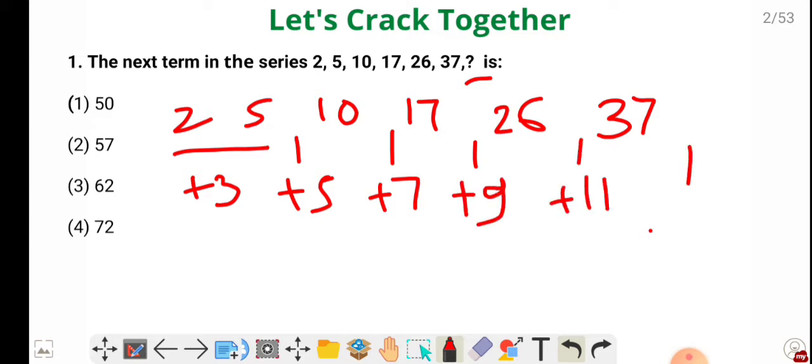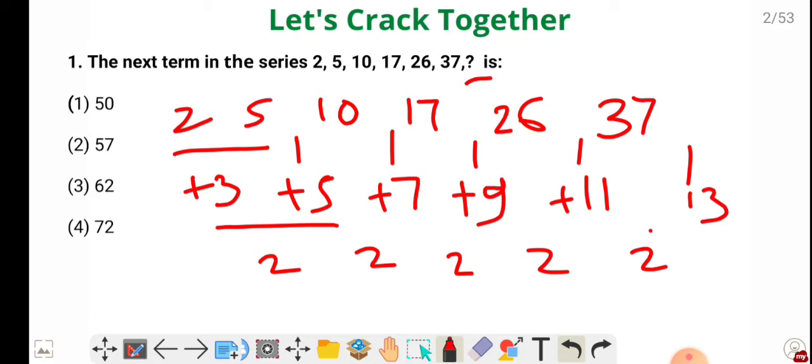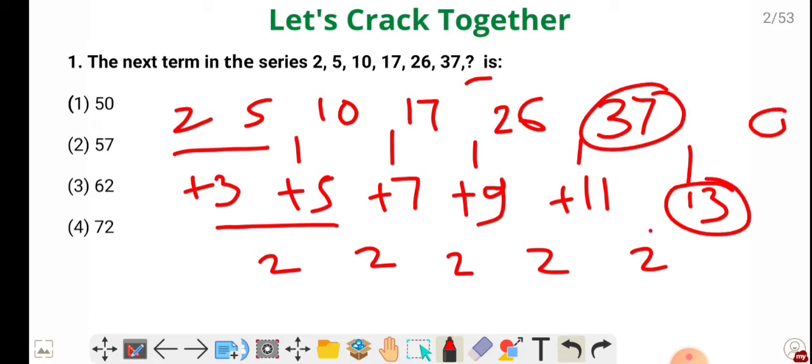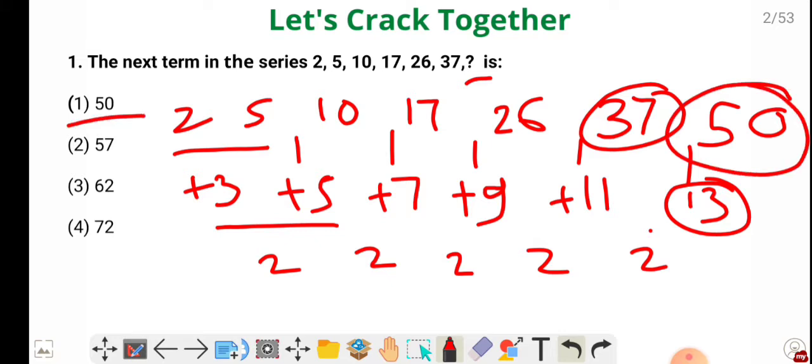So what will be here? Here is again a difference of 2, 2, 2, 2. So 11 plus 2 is 13. So just add these both numbers, 37 plus 13, that is 50. Very simple. Just identify the pattern. So option 1 is correct here, 50.